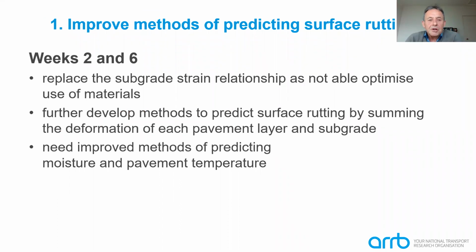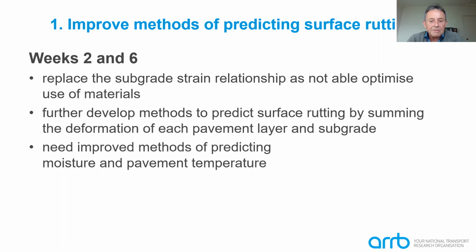So there's certainly a need to improve our ability to predict rutting of pavements. And we just discussed this in weeks 2 and 6. We have this subgrade strain relationship, which is used to estimate the surface deformation. But because it doesn't look at the rutting of individual pavement layers and subgrades, we're unable to optimise the use of materials with that relationship. We really need to have an ability to predict the deformation of individual materials, and then from that estimate the surface rutting.